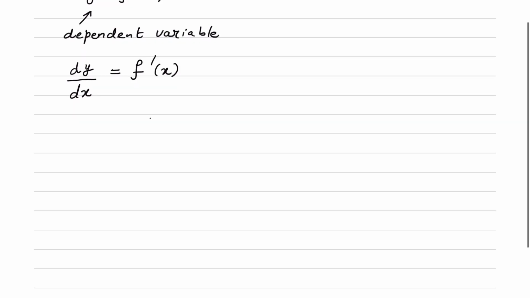For example, we have an expression y equal to x square. This is an explicit expression because y depends upon x and the terms involving x are entirely on one side. So when we find the derivative here with respect to the independent variable, which is x, we get the derivative of y with respect to x, and the derivative of x square with respect to x is 2x.